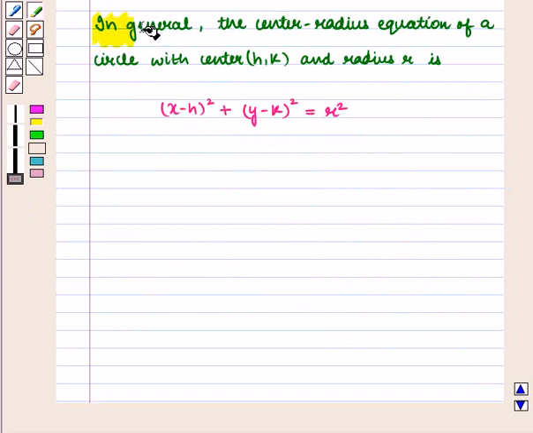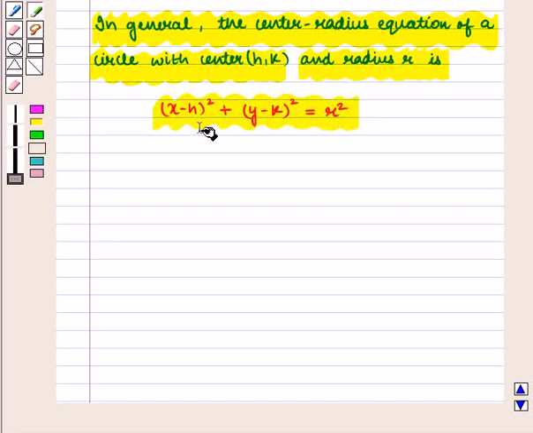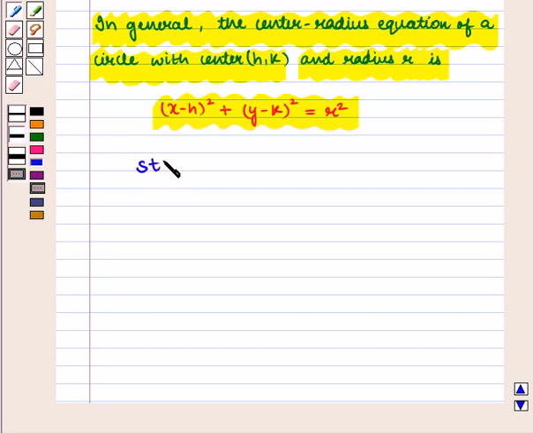In general, the center radius equation of a circle with center (h, k) and radius r is given by (x minus h) whole square plus (y minus k) whole square is equal to r square. This is also called the standard form of the equation of a circle.